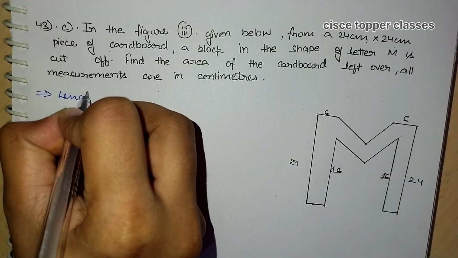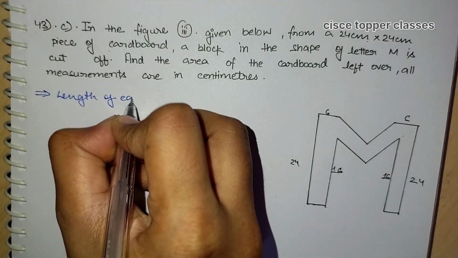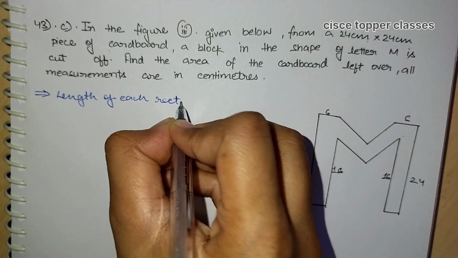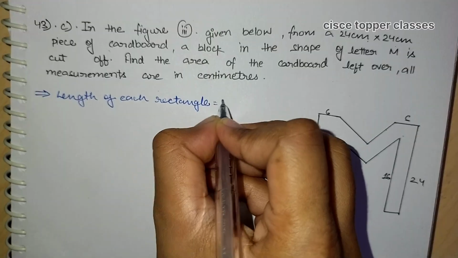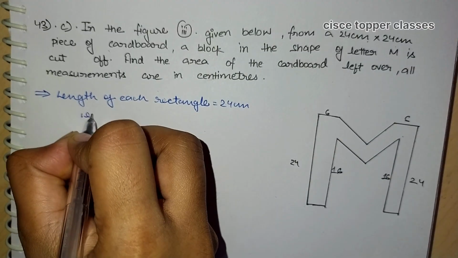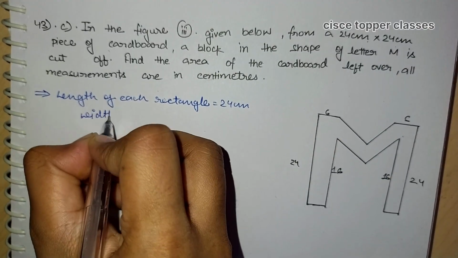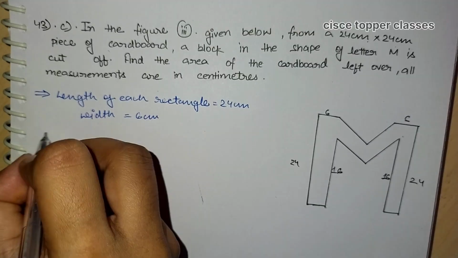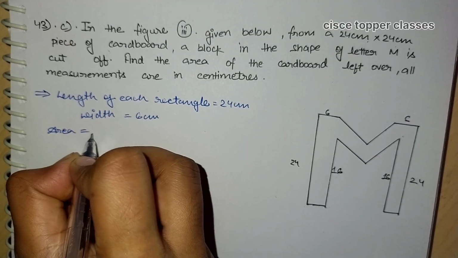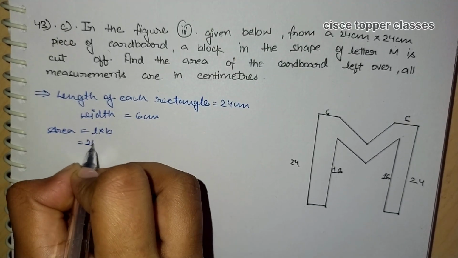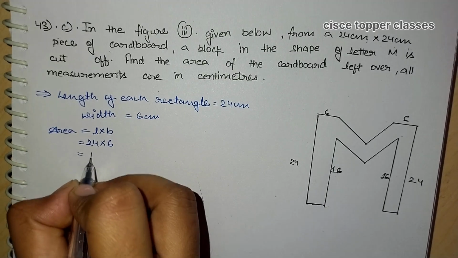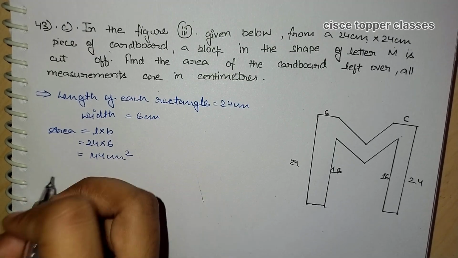So here two rectangles are given. Length of each rectangle is 24 centimeter and width is equal to 6 centimeter. So here area will be length into breadth. So 24 into 6, 144 centimeter square.